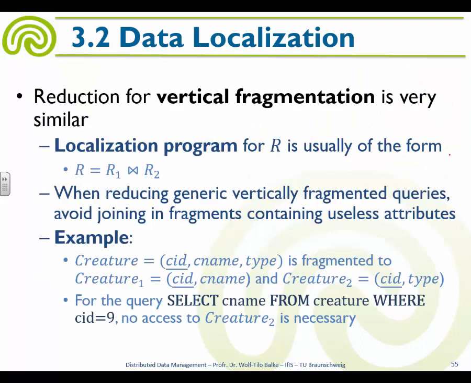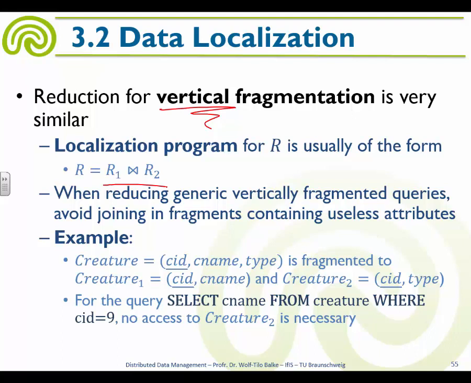Good. Now, we were talking about horizontal partitioning and the selection process. Now let's talk about vertical fragmentation. It's a similar thing, only that you don't use the selection, but you use the projection. You're talking about distinct columns, not distinct rows. Good. So the localization program is usually of the form join of two partitions, and one partition has columns 1 to i, and the other has columns i+1 to n.